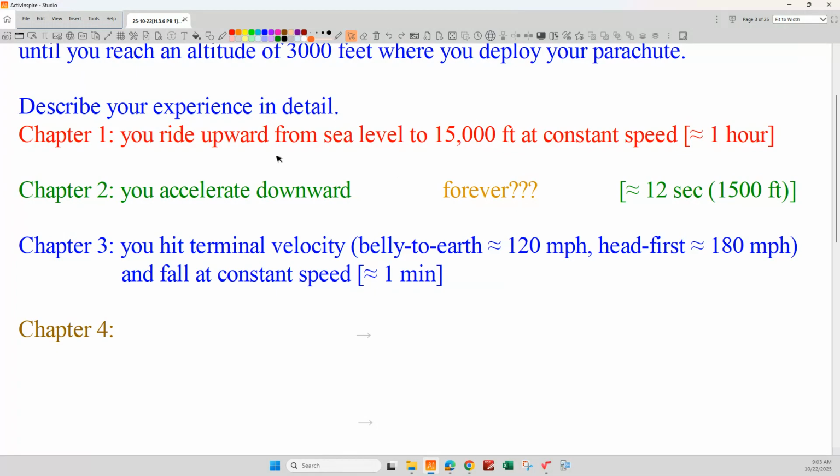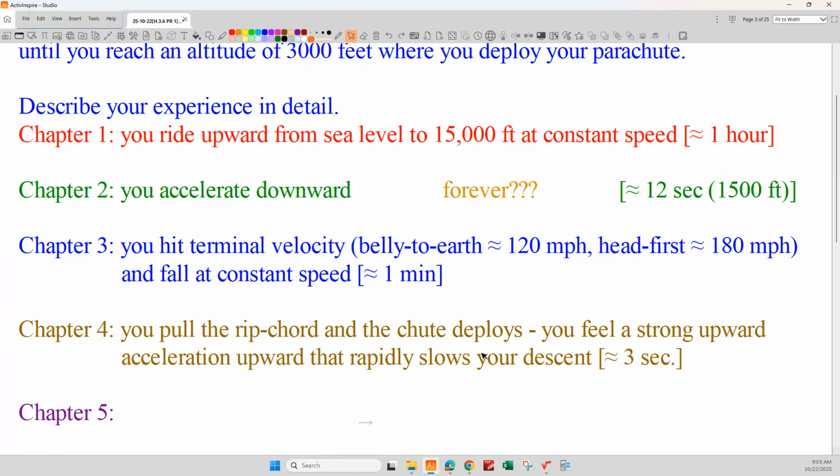Okay, so imagine this. You're falling pretty fast, 120 miles an hour. What are you going to experience when you're falling toward the ground and you pull that ripcord? You're going to experience a pretty big force in what direction? Right, because the air resistance is all of a sudden going to increase, and it's going to pull you upward until you slow down to your new terminal velocity, which is about what? What do you think with a parachute? I don't know. Slow enough that you can easily survive, though. You feel a strong upward acceleration that rapidly slows your descent, and that takes about 3 seconds.